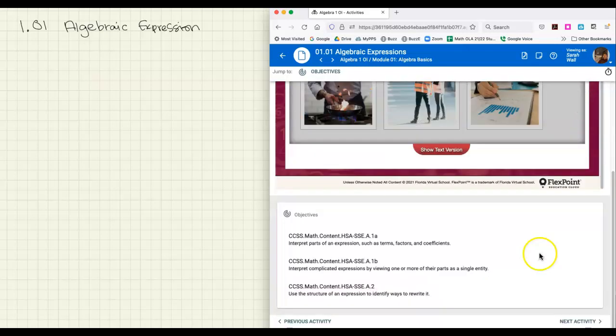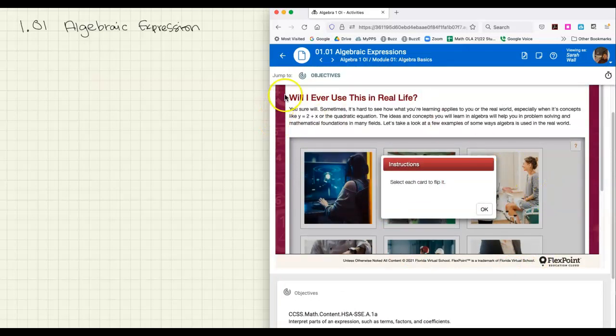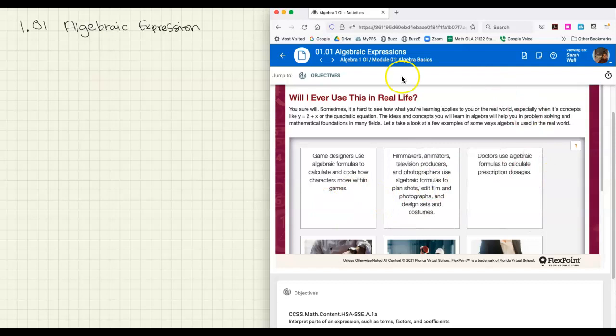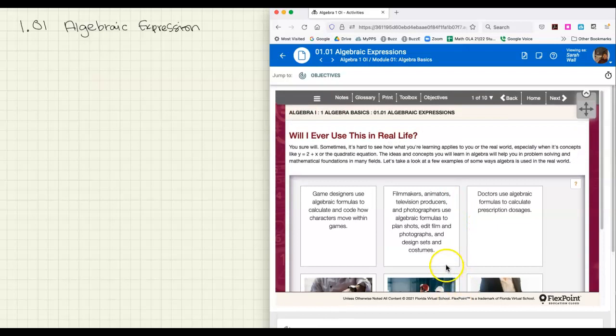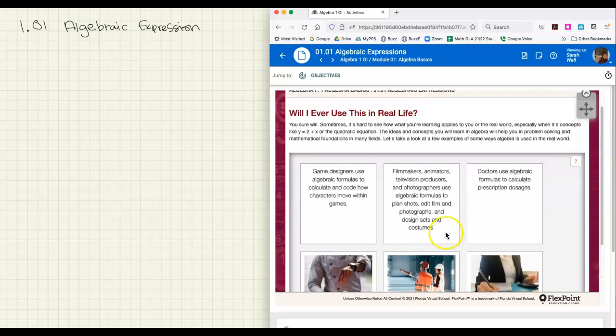And then the second thing is you really want to use all of these things. So if you'll notice, it says, will I ever use this in real life? And real talk, one of your DBA questions is, where am I going to use this in real life? And so you can flip these cards, right? And it tells you places that you'll use algebra in real life and the concepts. So it's important to read all the things. So that's the real-life part of this page.